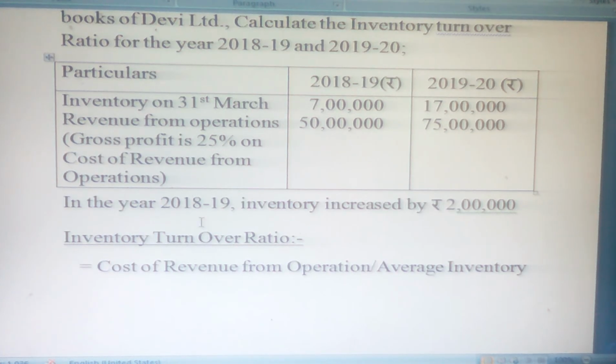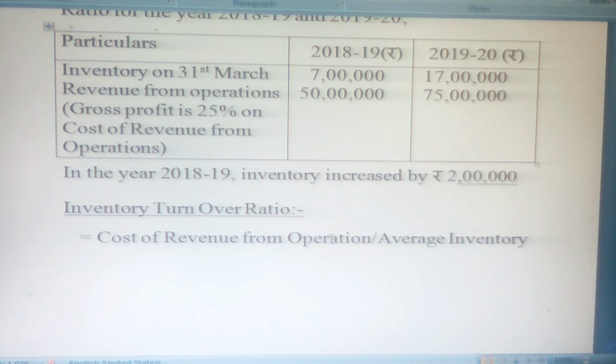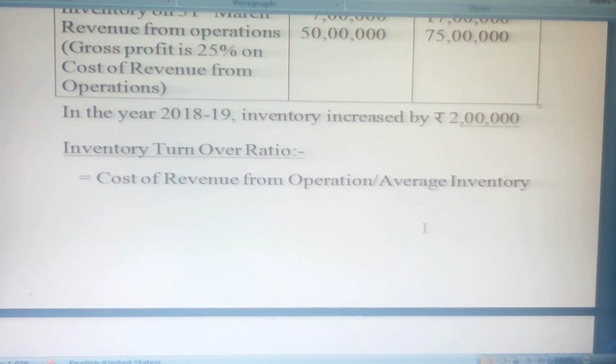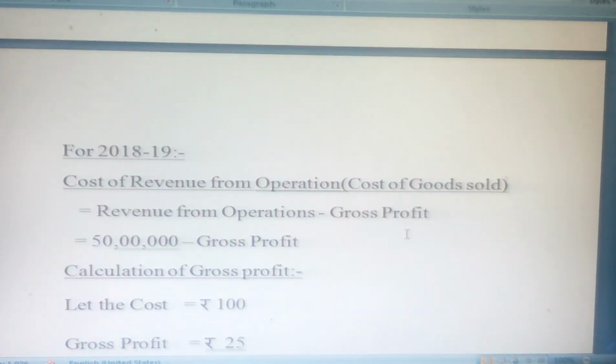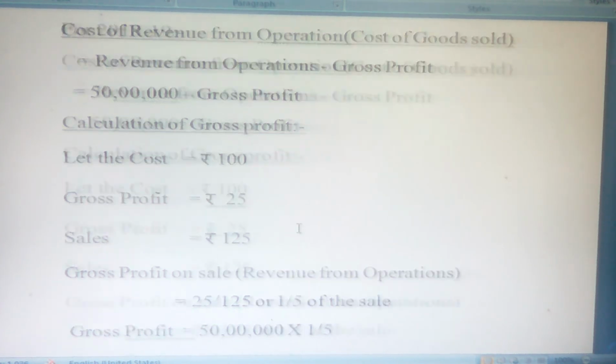One more piece of information they gave: inventory increased by 2 lakhs. You should be very careful here. From this information, we are first going to substitute the cost of revenue. So the formula is cost of revenue from operations divided by average inventory. For the first year, 2018-19, when you substitute in the formula, revenue from operations we already know is 50 lakhs, but we don't know gross profit. How do we calculate gross profit?